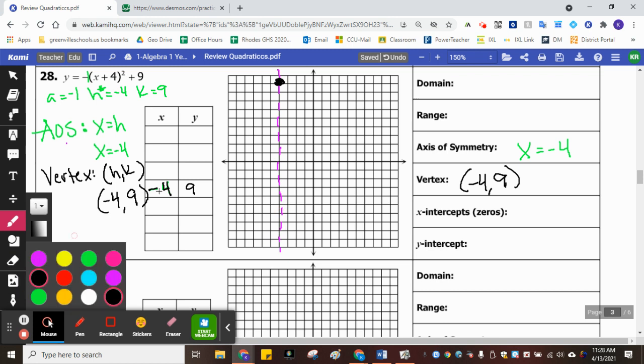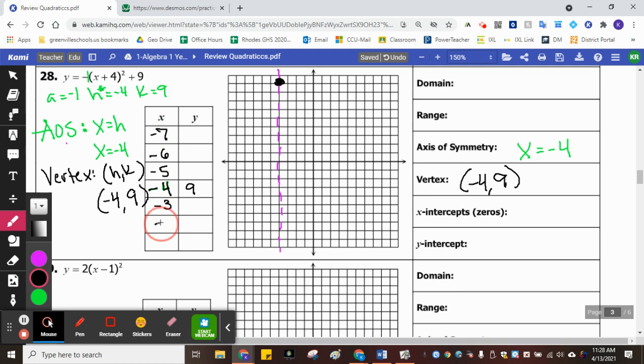So when I go to graph it in Desmos, I want -4 to be my middle number because that's my vertex. And then I want 3 to the left, 3 numbers smaller than it, and 3 numbers bigger than it. And since it asks for my y-intercept, I also want to plug in 0.